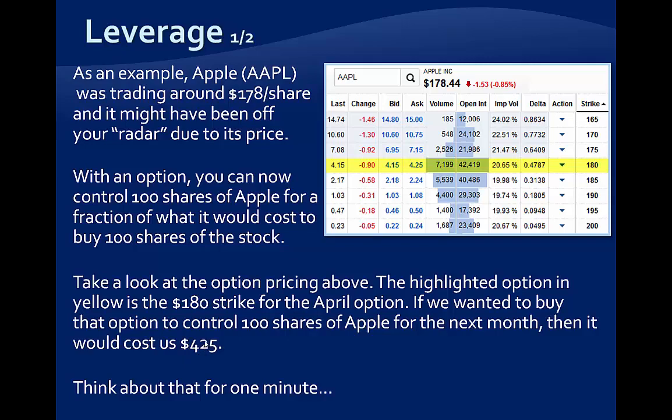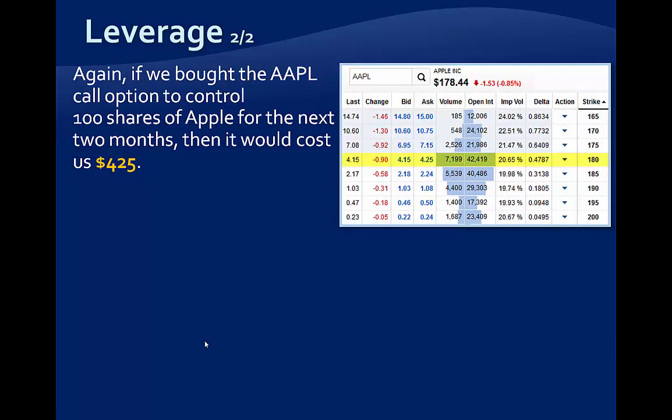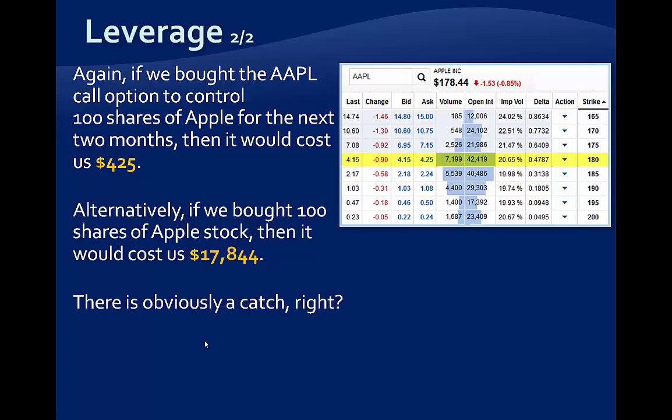So think about that for a second. How much difference there is in our cost and our risk in terms of the shares. Again, if we bought Apple at 100 shares at 178.44, that's $17,844 for 100 shares. Yet this call option only costs $425. Now you say, well, there obviously must be a catch, and there is. There are some risks to options which we're going to look to mitigate. We're going to look to reduce those risks and maximize the rewards.